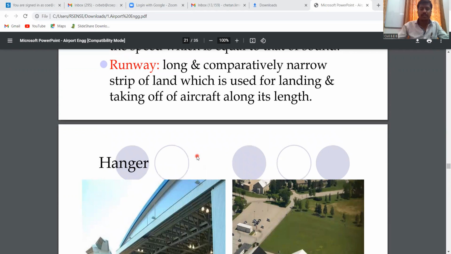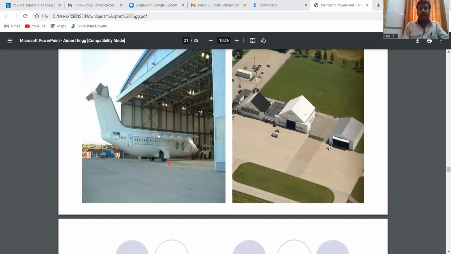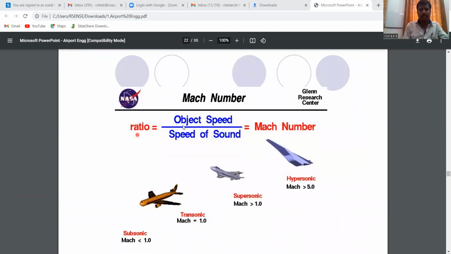Runway, we know it's a comparatively long and comparatively narrow strip of land which is used for the landing and the takeoff of the aircrafts. Hangar, हे बघा हँगर, जिथं एअरक्राफ्ट आणलेला आहे तिथे त्याचं रिपेअर आणि मेंटेनन्सचं काम केलं जातं. असा जो एरिया असतो त्याला हँगर असं म्हटलं जातं. ठीक आहे. हा आहे तुमचा मॅच नंबर बघा.